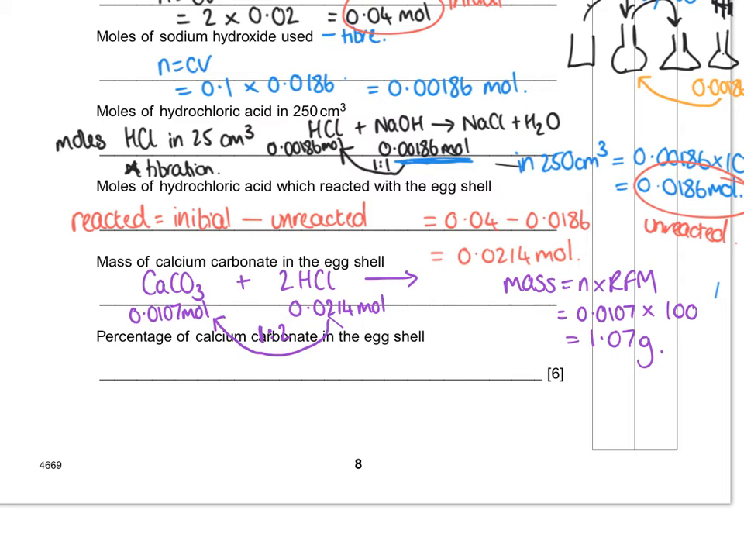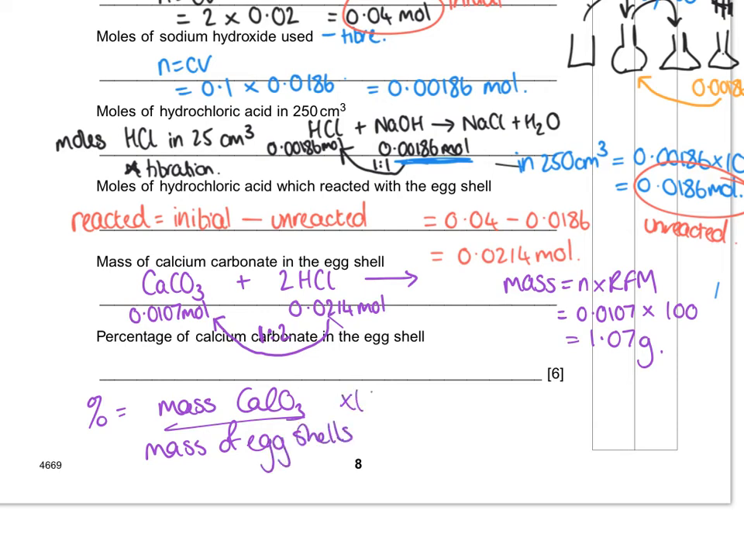And then finally your percentage is the mass of calcium carbonate over the mass of eggshells, just a simple percentage calculation, times by 100%. So that's 1.07. If you go back to the question, you'll see that they initially added 1.12 grams of our eggshell. Multiply that by 100%, and you'll see that we have 95.5%.